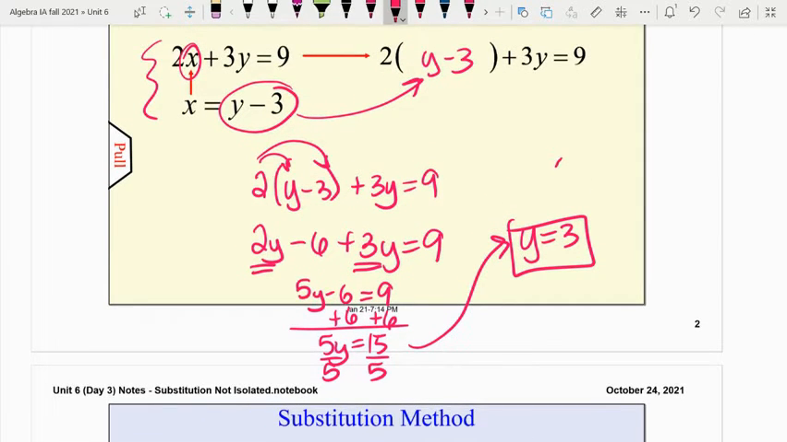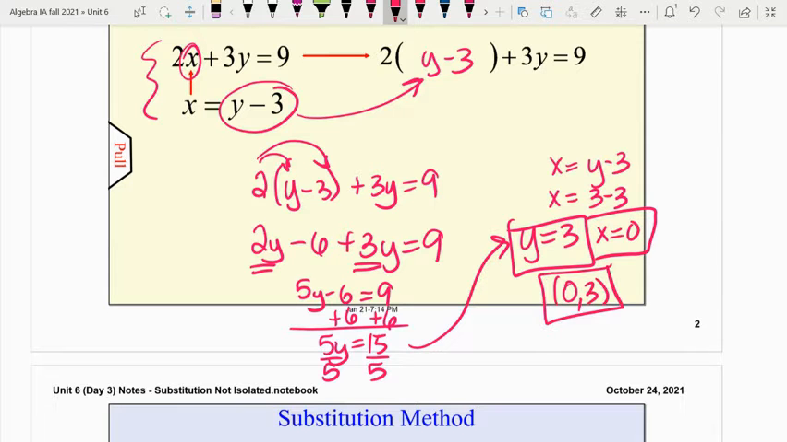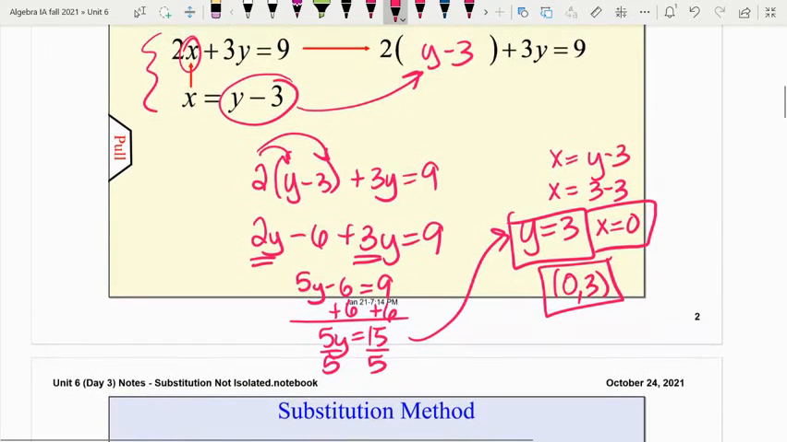And we know that x equals y minus 3. So x will be 3 minus 3, or x equals 0. So my solution is 0, 3. So then check that, just kind of look at it and make sure. So 2 times 0 plus 3 times 3, does that equal 9? That's 0, so 9 equals 9, yep. And then the last one, does x equal y minus 3? So does 0 equal 3 minus 3? The answer is yes. So this is okay.